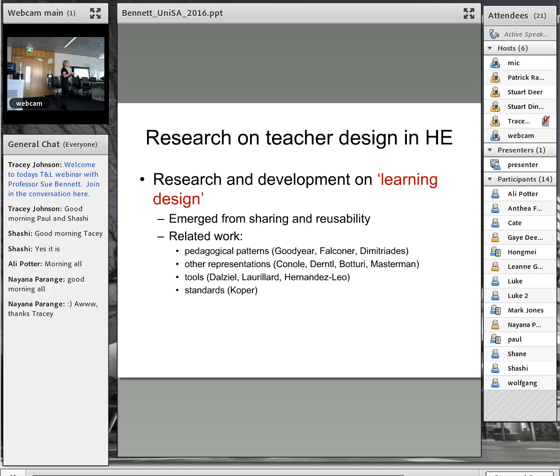There have been a whole lot of tools developed. One particularly well-known one is a tool called Learning Designer that Diana Laurillard developed. And there have been standards. If you think of the technical standards that underlie the interoperability of these tools, particularly our colleagues in the Netherlands have done a lot of work on that.